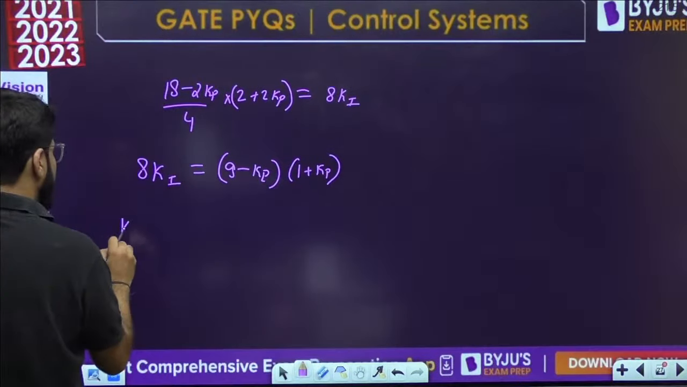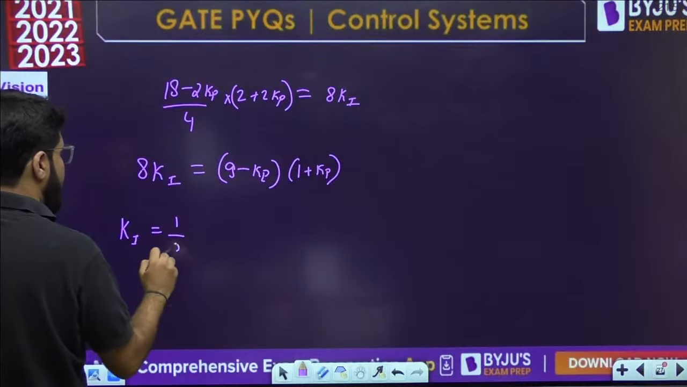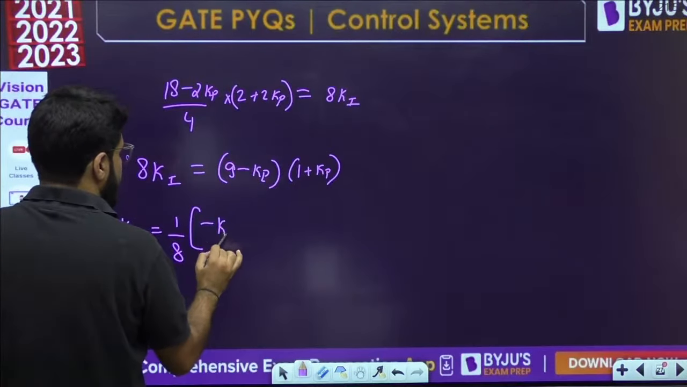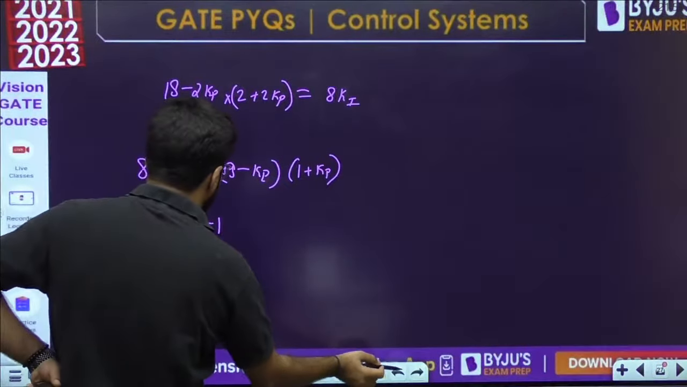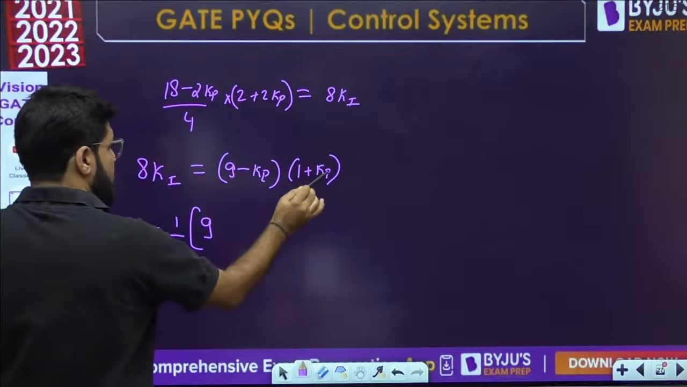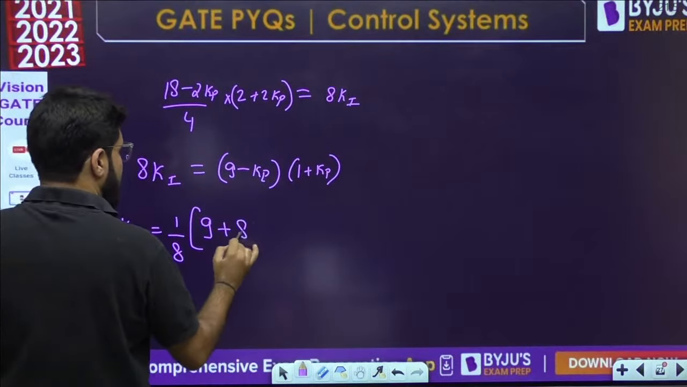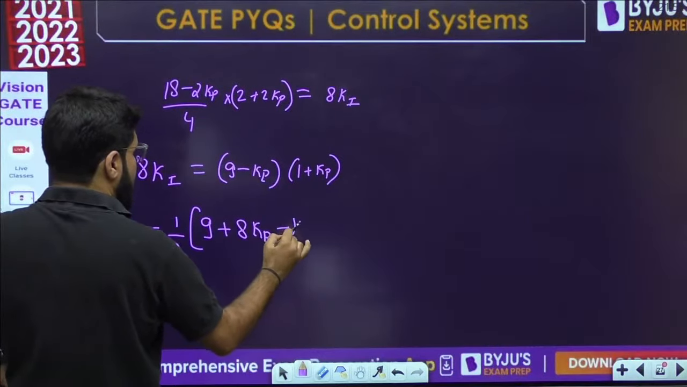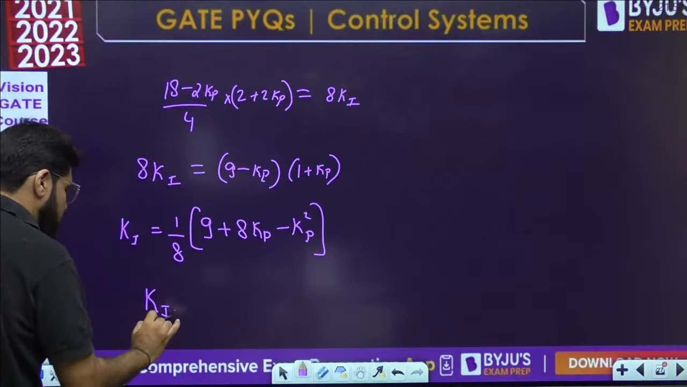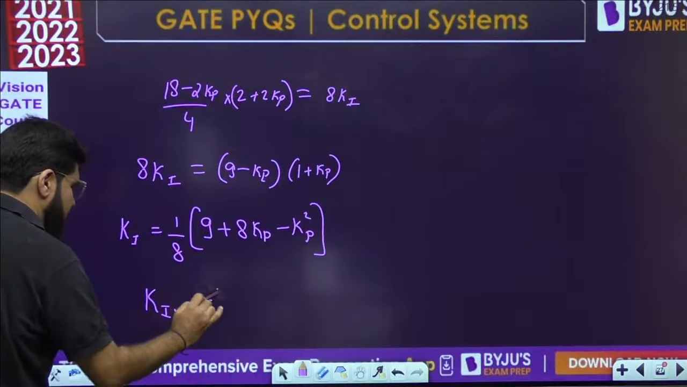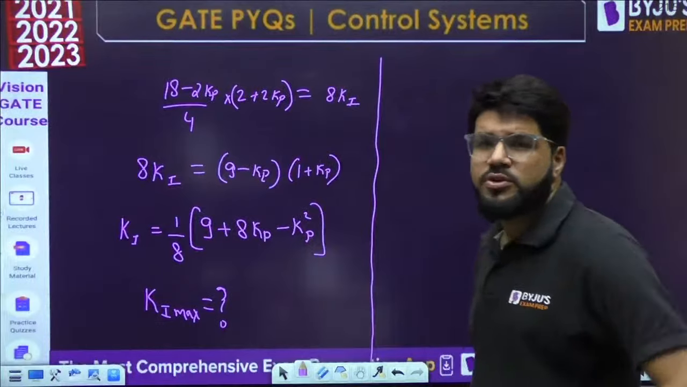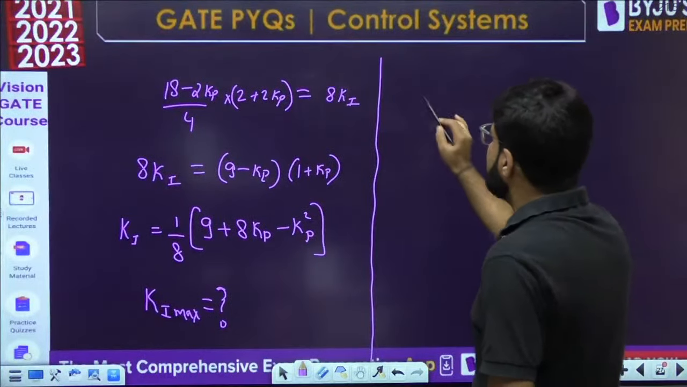What is the Ki then? Solving it completely, Ki will be 1 upon 8, rearranging it, of 9 plus 9Kp minus Kp minus Kp square. Yeah, sequence mein likh dete. This is 9, 9Kp minus Kp, that is 8Kp, and then minus Kp square. What we need is the maximum value of Ki. For maximum or minima, what will you start with? For maximum or minima, you will start with the derivative term.